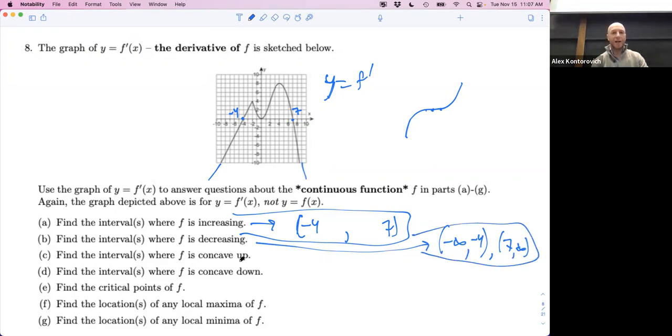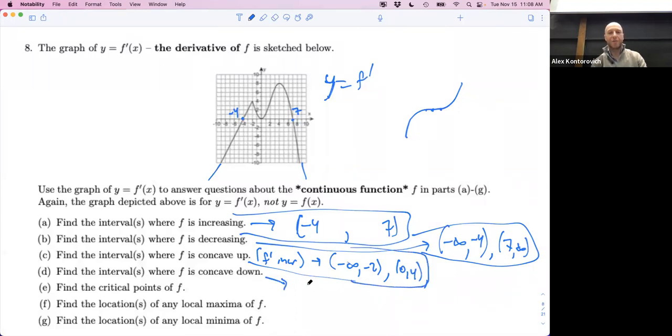Okay. Where is it concave up? A function is concave up when its second derivative is positive. Second derivative positive is when the first derivative is increasing. So where's the first derivative increasing? So this is f prime is increasing. Now we just look at the picture. Where is f prime increasing? Up to -2, right? -infinity up to -2. And where else is it increasing? From 0 to 4, and that's it. Okay, so that's concave up.